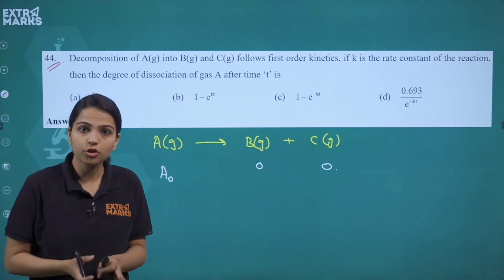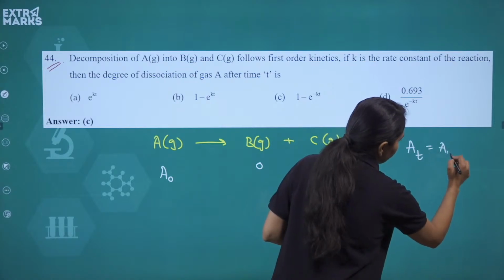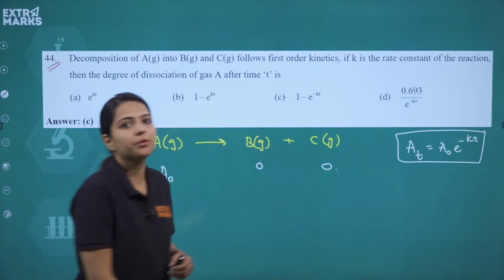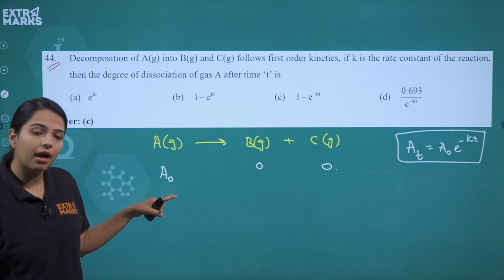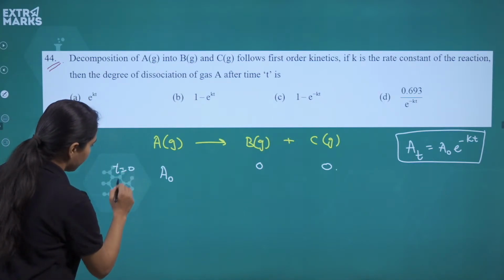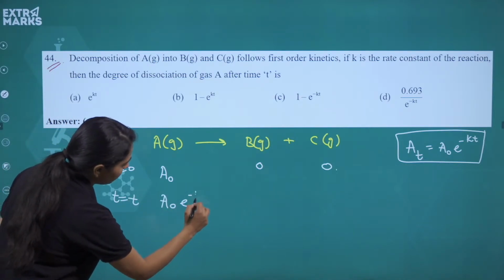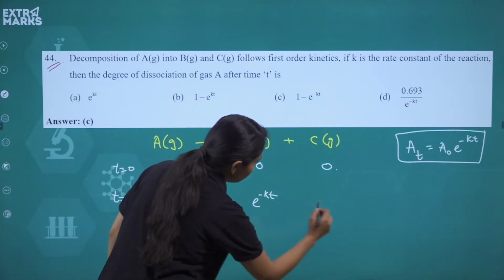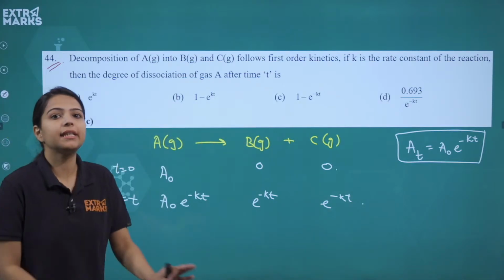So in first order kinetics, what is the equation? In first order kinetics we have At equals A0 e raised to the power minus kt. This is your first order kinetics exponential equation. Now over here A0, this is at t equals 0. After time t, we are going to have A0 e raised to the power minus kt. Okay.